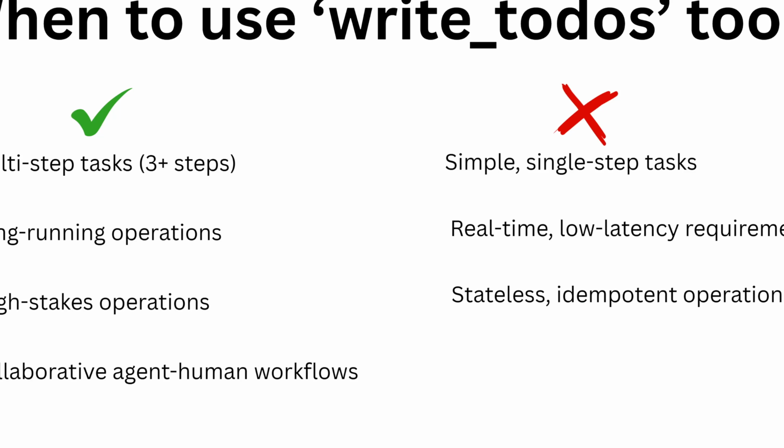The last one being stateless idempotent operations. What I mean by that is if the operation can be safely retried from scratch, the crash recovery benefit is less valuable. Essentially, if it's a task that you can simply retry, then why bother having a write-todo tool with all the context and list of steps? Though this is debatable, I'd still say that if it's an idempotent operation, you should still not be using the write-todo tool.